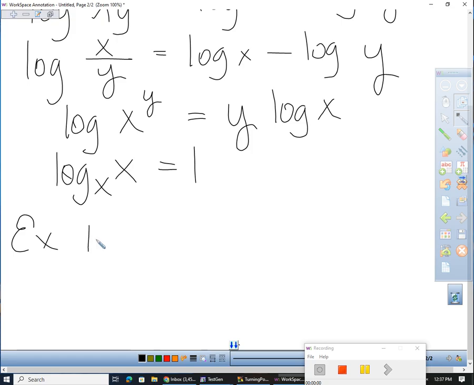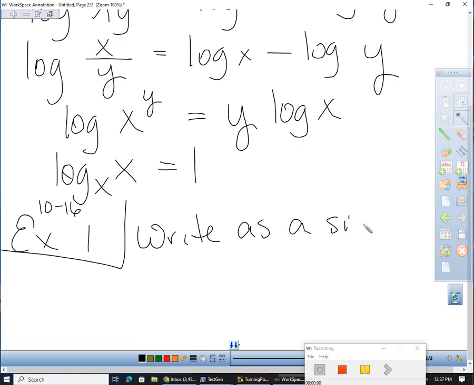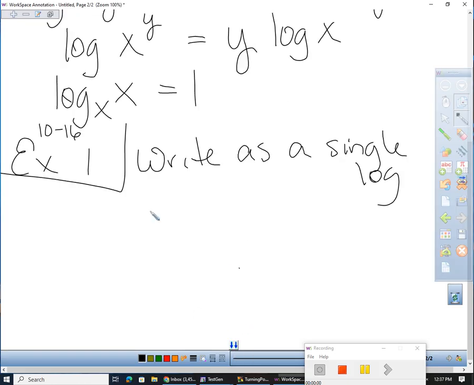Here is example number 1 in the first section today, which is 10 through 16. They ask you to write as a single log. So what we're going to do is take something and condense it down. We're going to start off really easy. So let's say I have the log of 7 plus the log of 2.